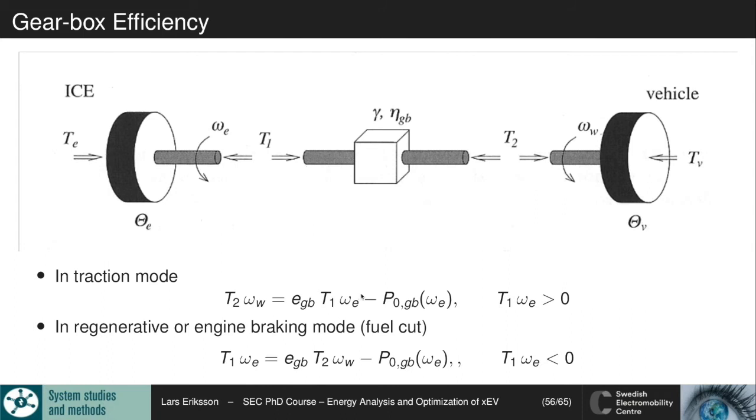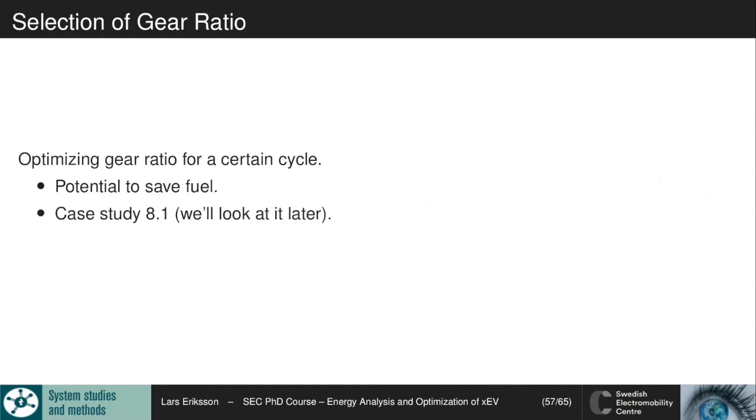The gear ratio that appears in the gearbox here, we can use to control how efficient the vehicle will be. There is a potential to save fuel, and there's a case study in the book, case study 8.1, that we will look at later. The software for running that case study is also included in the QSS toolbox that you will download.